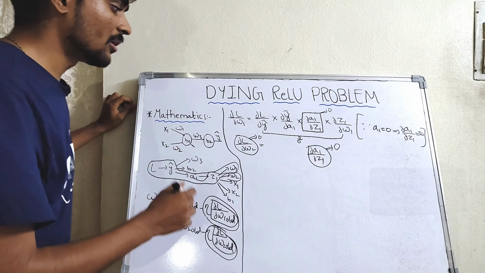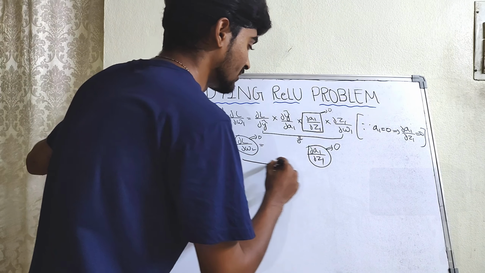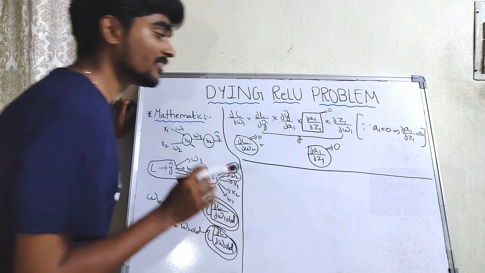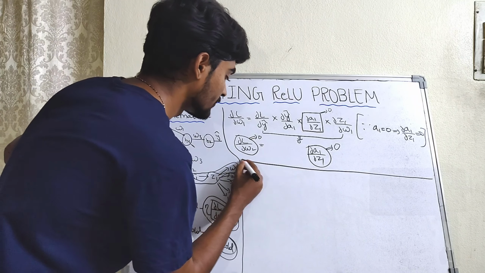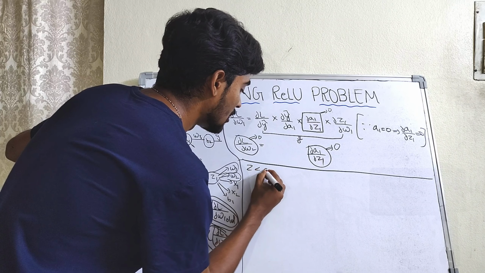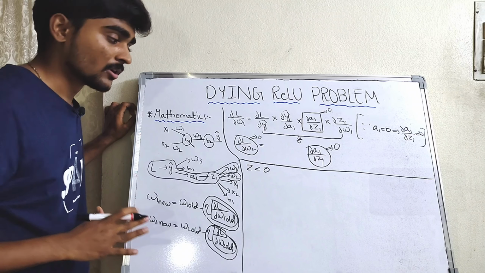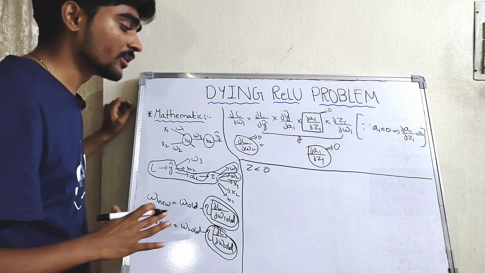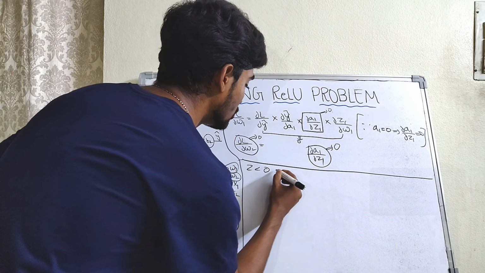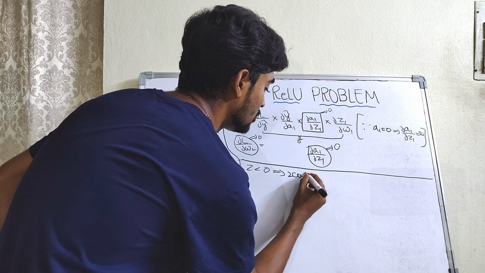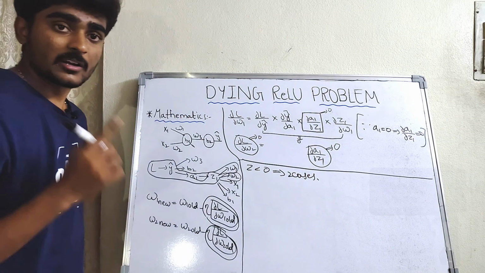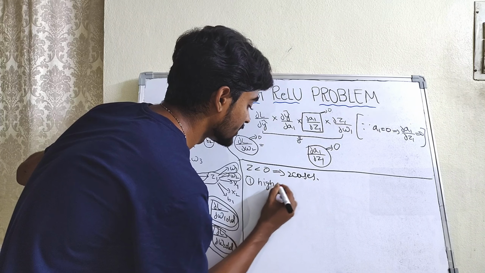Now let us discuss why actually these z values will be 0. The z values will be 0 in two cases. Now in the first case, high learning rate.